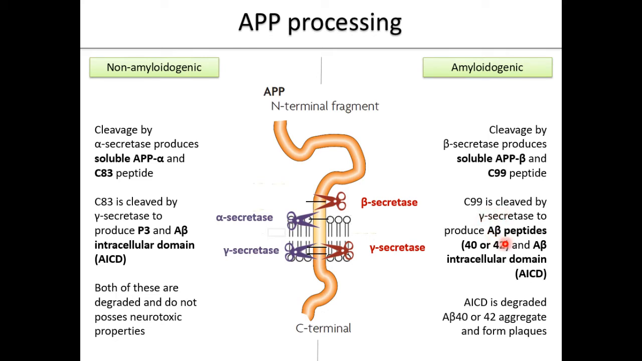So the C99, why does this become an issue? The C99 is further cleaved by this gamma secretase. It's the same gamma secretase, by the way. There's no difference. The gamma secretase in this pathway is the same as in this pathway, but the starting material that it's working with is actually different. So one of the things that results is that instead of forming this P3, we actually form what is known as an A-beta peptide. So this A-beta peptide that you see in the middle here is the one that we think is neurotoxic.